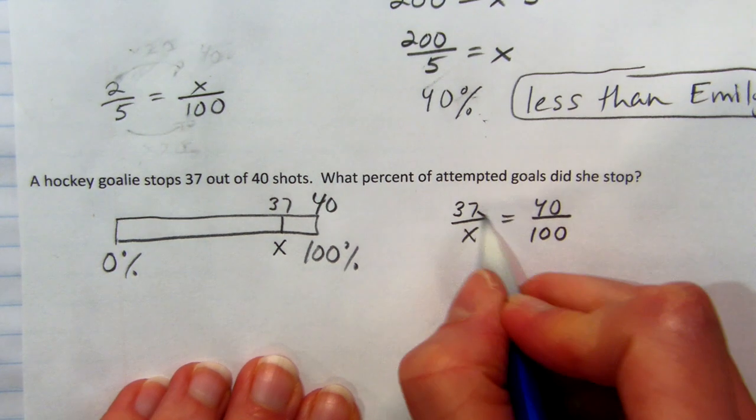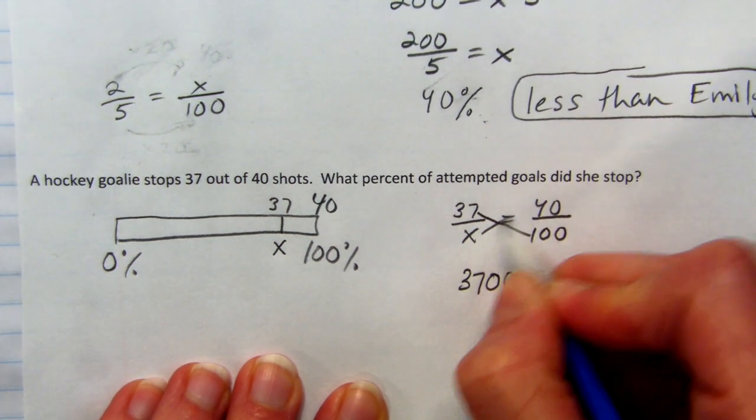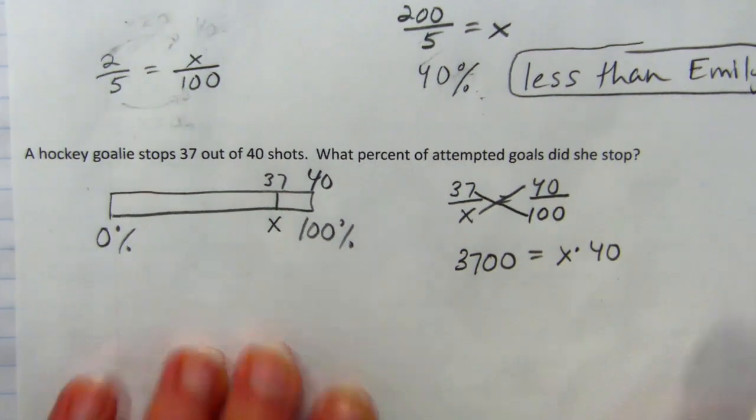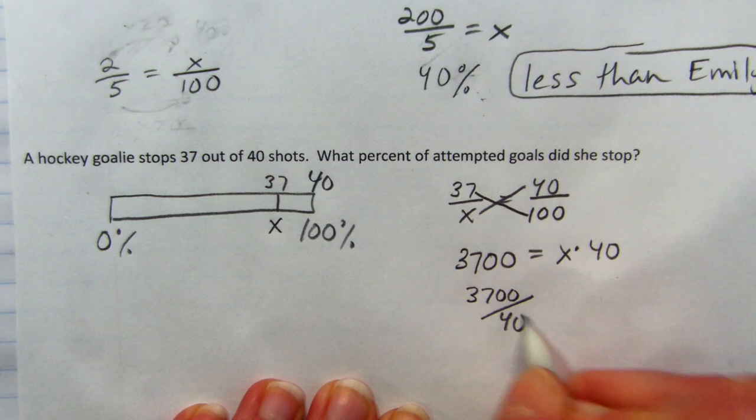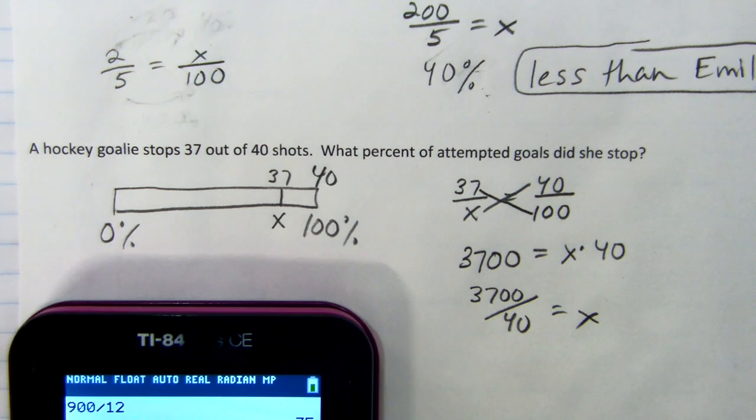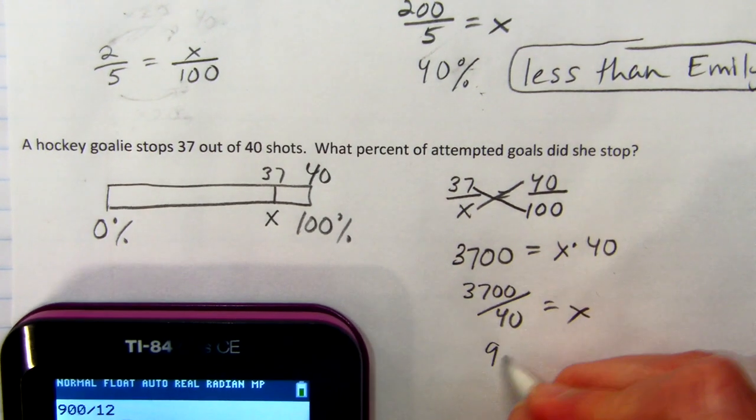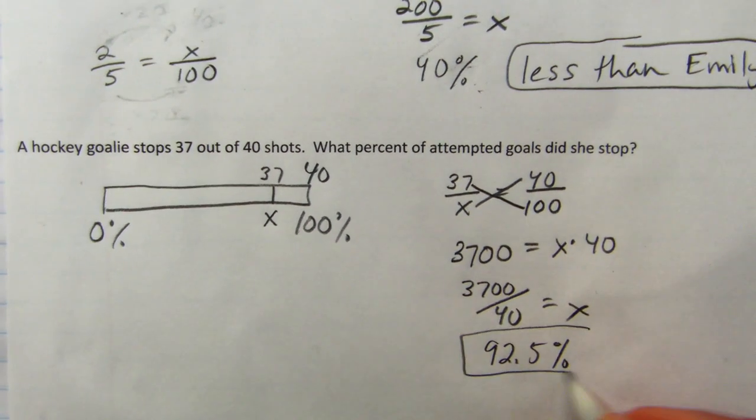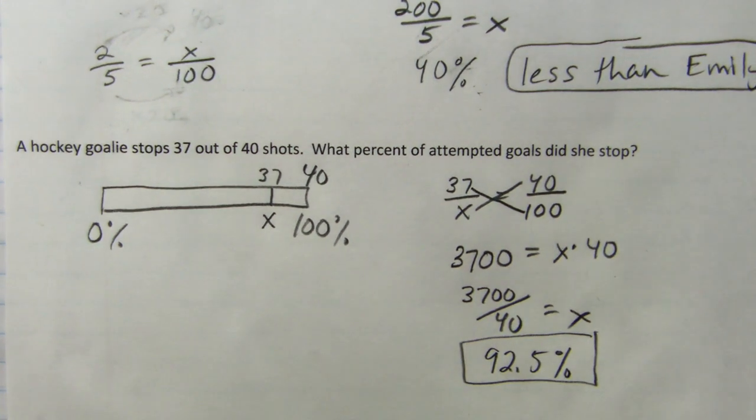So we'll take 37 times 100, so 37 with 2 zeros, and that equals X times 40. So 3,700 divided by 40 will give me the X. 3,700 divided by 40 is 92.5%. And we'll go ahead and just leave that on there unless they tell us to round it off to a whole percent.